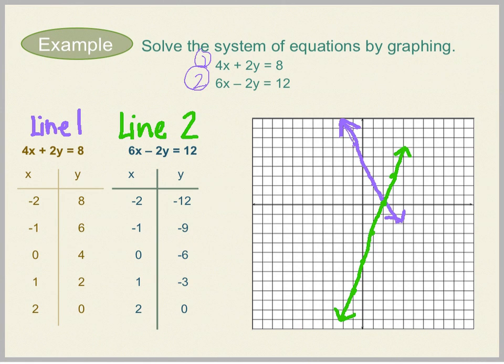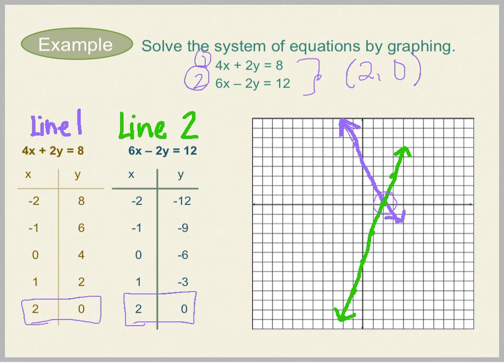Having graphed these two lines, line 1 in purple and line 2 in green, I can see that the solution to this system of linear equations is the intersection point 2, 0. I can also notice that in my T-chart, I have that same intersection point. Therefore, the solution to this system of linear equations is the point 2, 0.